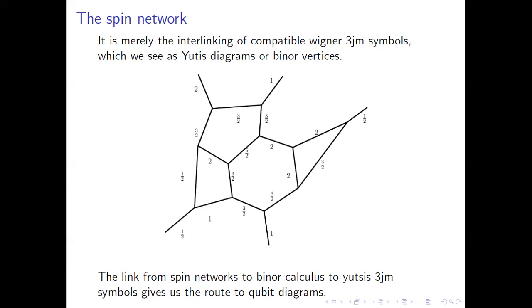Now we can also see these as related to Yutsis diagrams. Each vertex has ties to this Yutsis diagram structure. You can see that every vertex can be seen as an SU2 group invariant. In the case of 3jm symbols, SU2 is the group of interest. They are invariant under SU2 rotations. So you've got this link between spin networks, binor calculus and Yutsis diagrams.